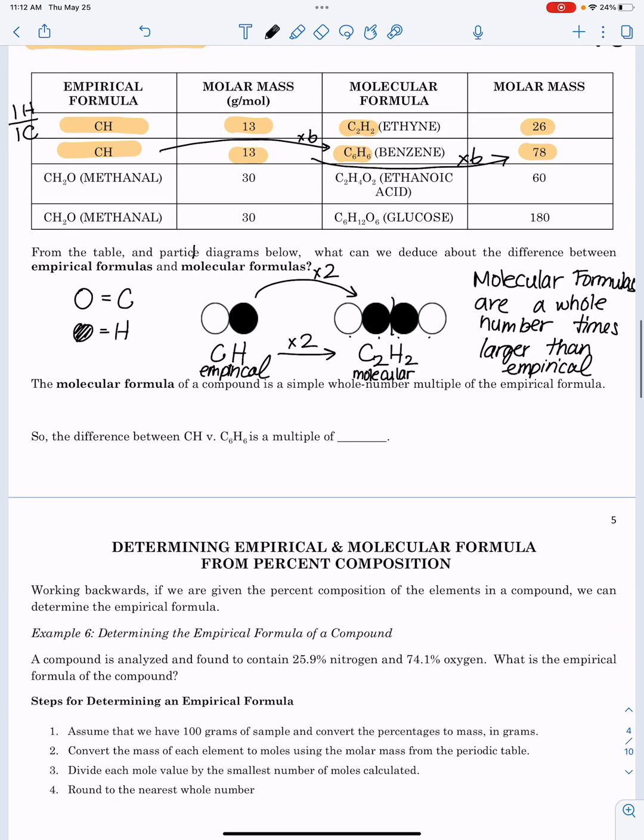So the difference between something like CH and C6H6: to go from CH to C6H6, I have to multiply by 6. The multiple is 6. So the molecular formula of a compound is a simple whole number multiple of the empirical formula. Okay? So that is empirical and molecular formulas.